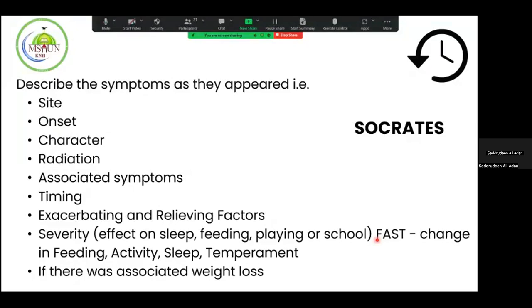Does it affect the baby's feeding? Does it affect the baby's appetite? Does it affect the sleep? Does it affect maybe playing with others, or any school activity? So you look at the change in feeding, the activity, sleep, and the temperament. Temperament really means the behavior. You notice now the baby is starting to change behavior, is withdrawing from people, something of the sort. Temperament basically means behavioral. And if there was associated weight loss.